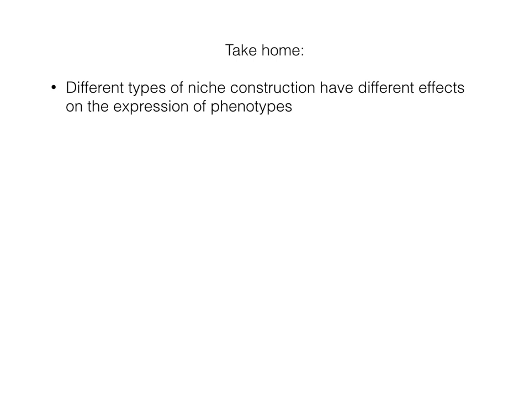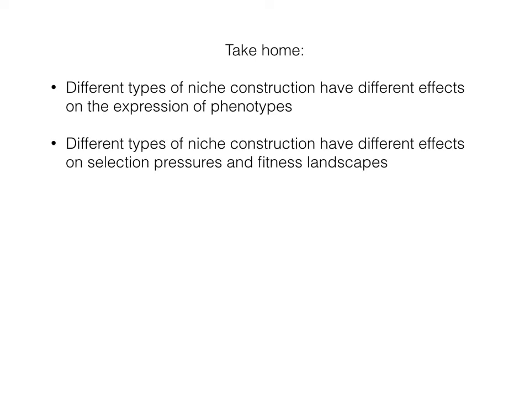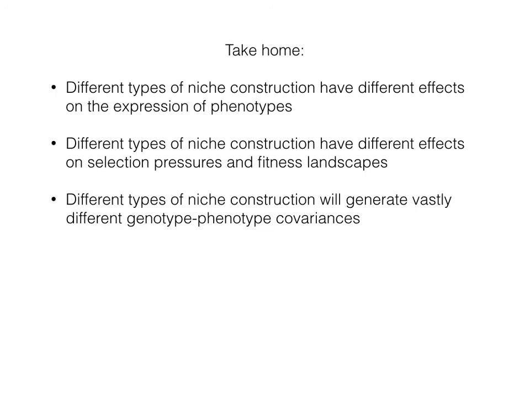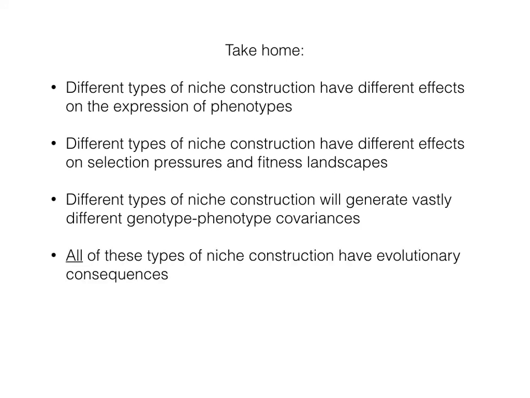Okay. So the take home from this is really that different types of niche construction have different effects on the expression of phenotypes. They have different effects on selection pressures and fitness landscapes. They will generate vastly different genotype-phenotype covariances, but crucially, all of these types of niche construction do have evolutionary consequences, even from the weakest to the strongest niche construction.